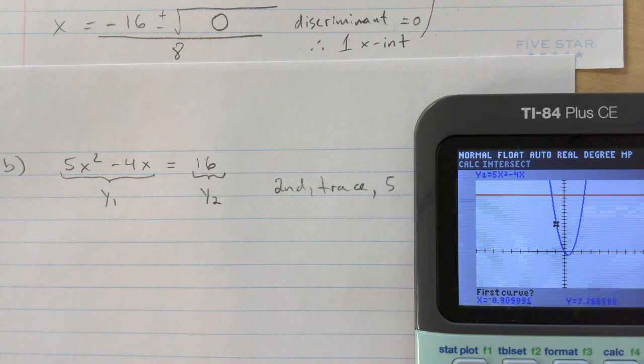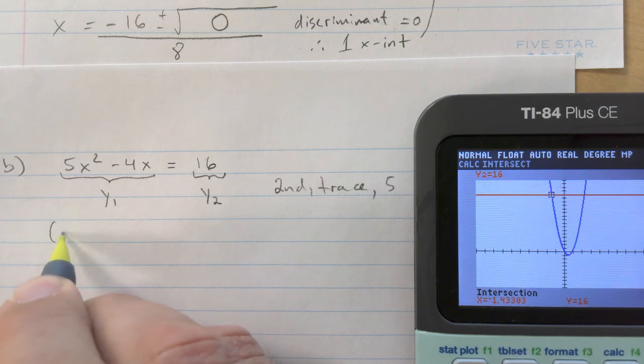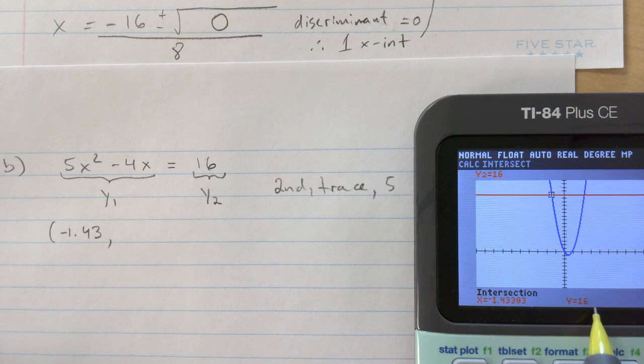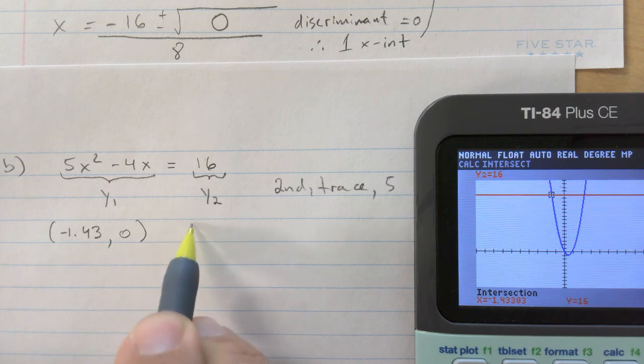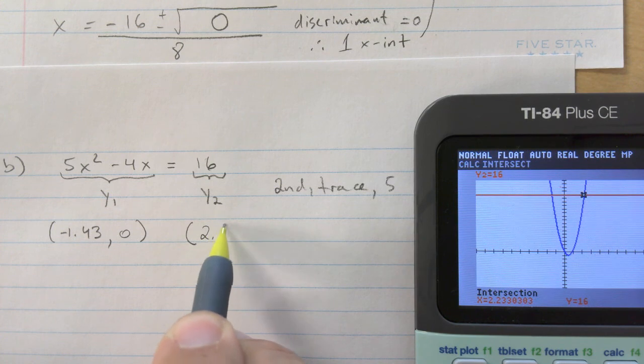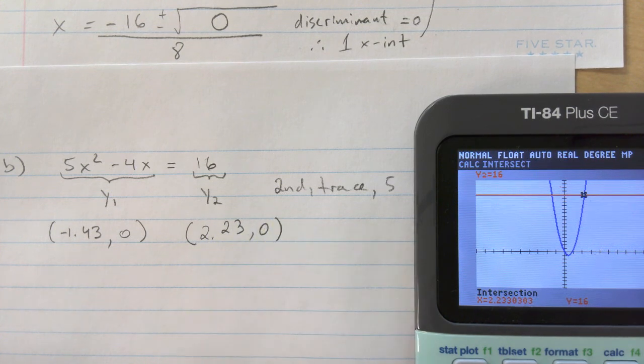So we're going to go second trace 5, enter, enter, enter. So the first one is negative 1.43. Watch this. Do not write down 16. Only report the x values of the intersection. So we're going to go ahead and find a second intersection. Second trace 5. Enter, enter, enter. That's 2.230. These are your two x-intercepts. These are your two roots, right? Roots, x-intercepts, solutions, all the same.